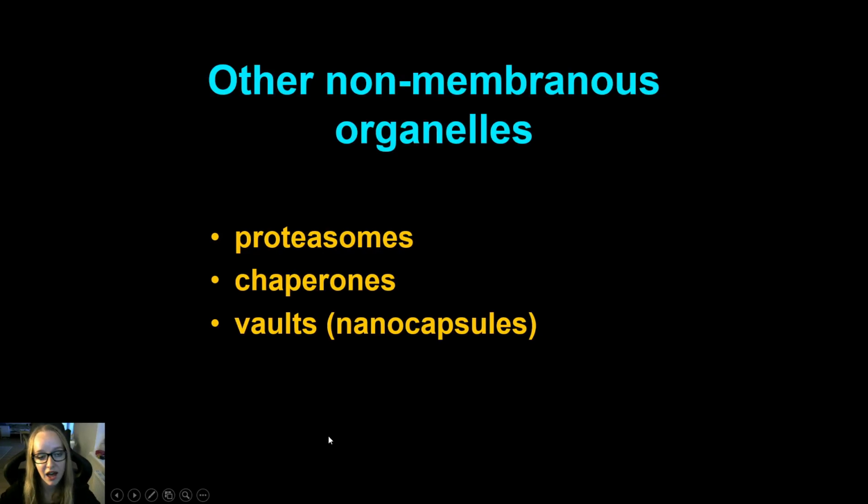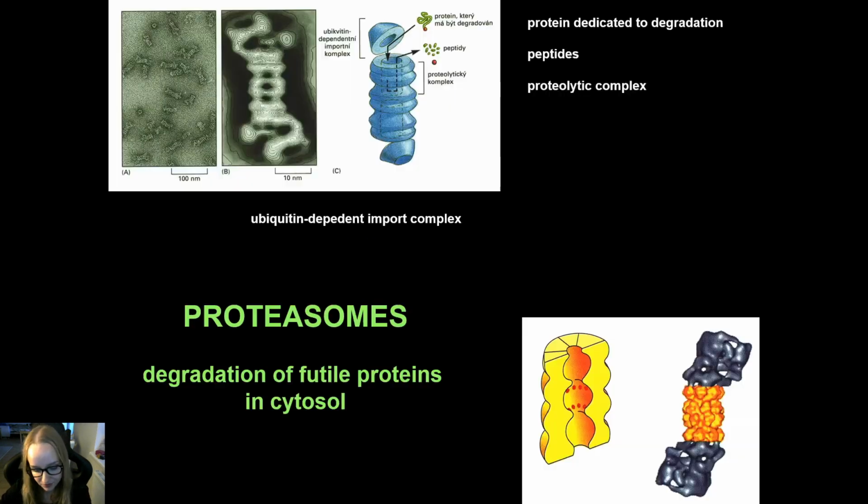Okay, so we have other non-membranous organelles. We started with ribosomes, but we have other non-membranous organelles like proteasomes, chaperones, and vaults or nanocapsules. Well, and proteasomes. Proteasomes are really protein complexes.